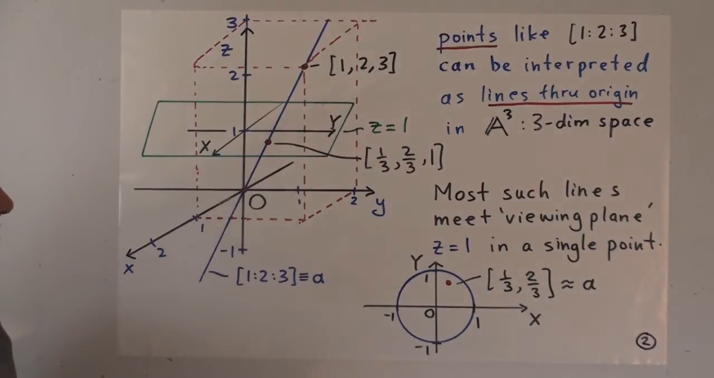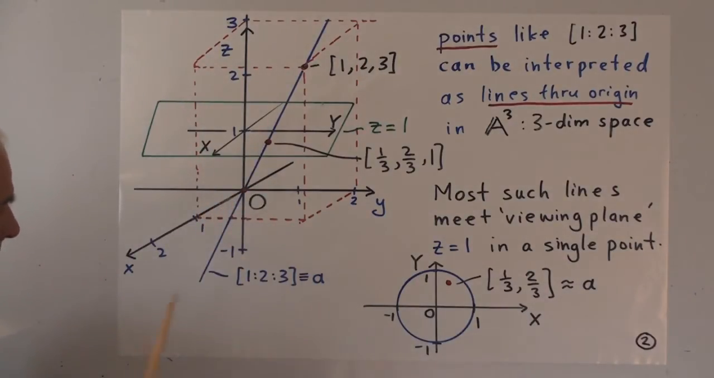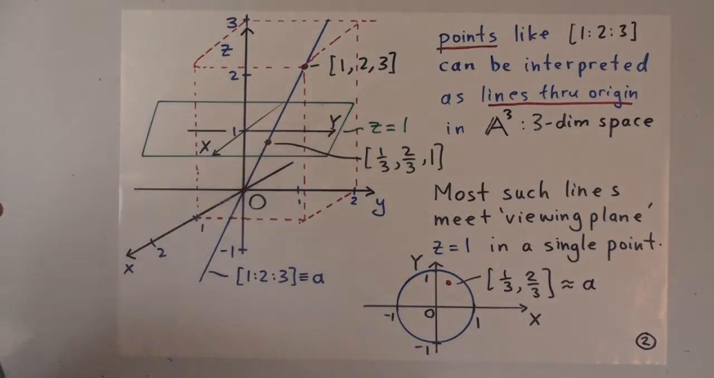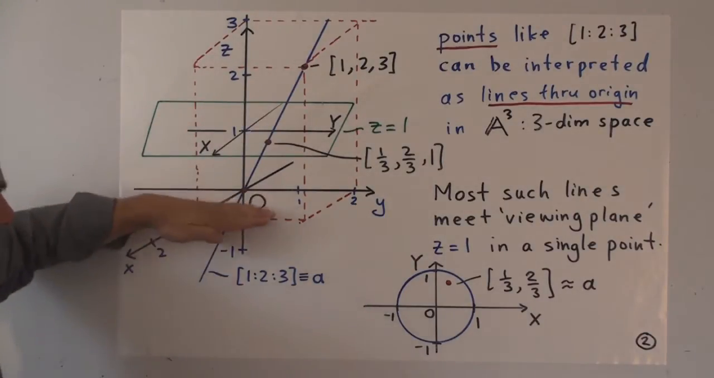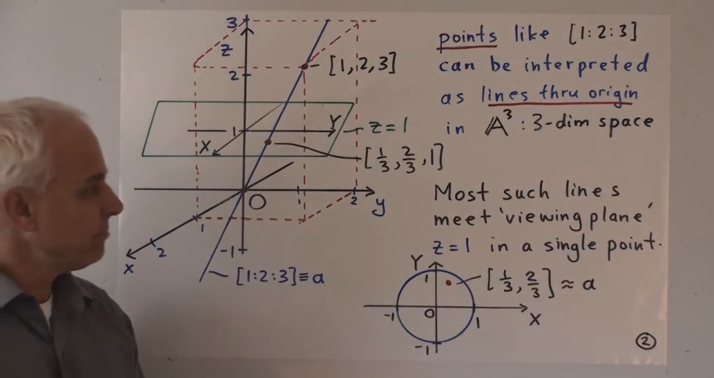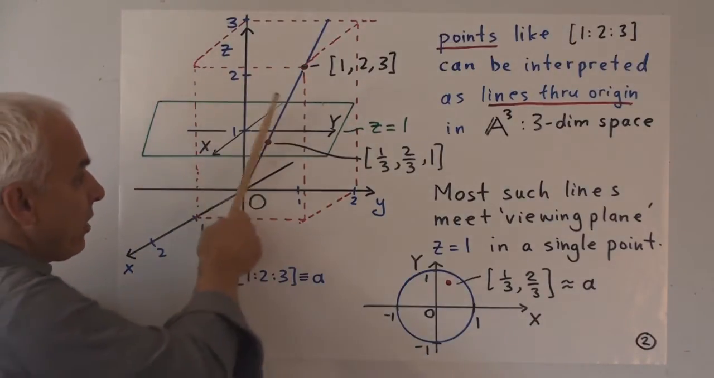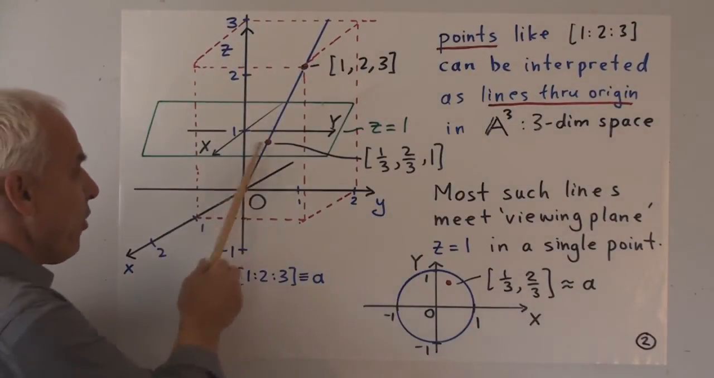Well, to understand that, we have to see how we're going to view all these lines through the origin. We have all these lines through the origin in different directions. And drawing a three-dimensional picture is a bit cumbersome all the time, so we prefer a two-dimensional picture. And we get that by looking at this particular plane, the plane z equals 1, which is a plane in three-dimensional space parallel to the xy plane, but up 1 unit in the z direction. And the point is that most of the lines through the origin will meet this viewing plane, you might think of it as a viewing plane, in a point.